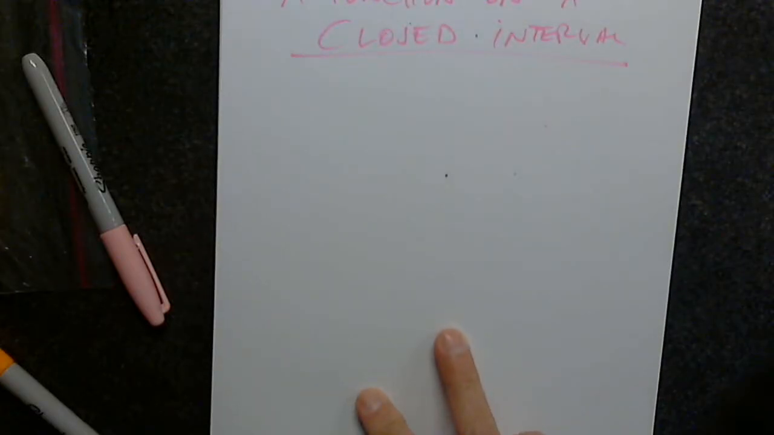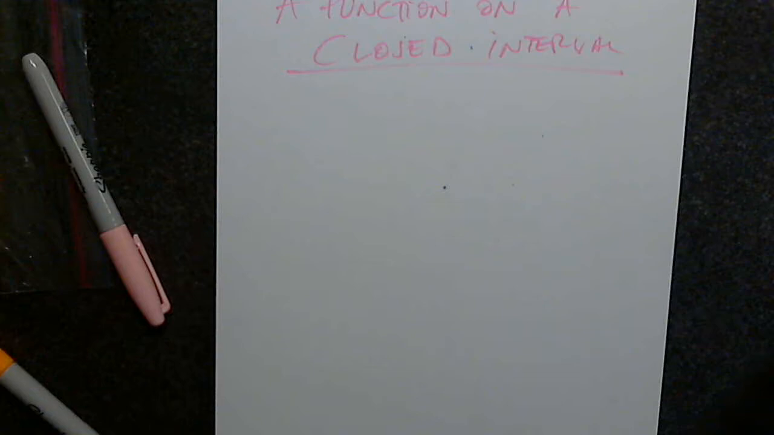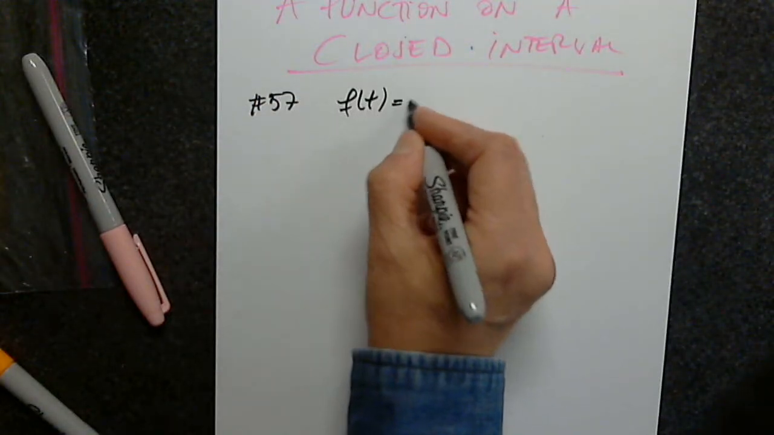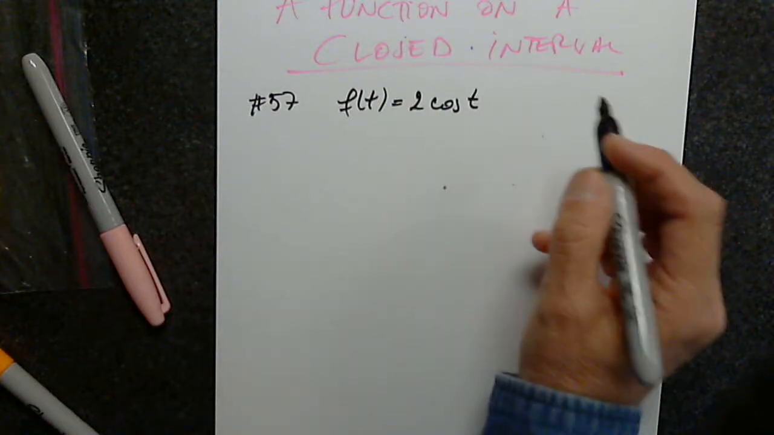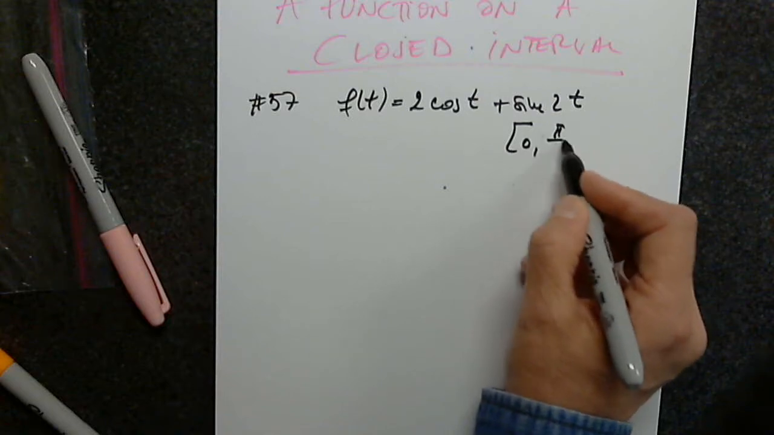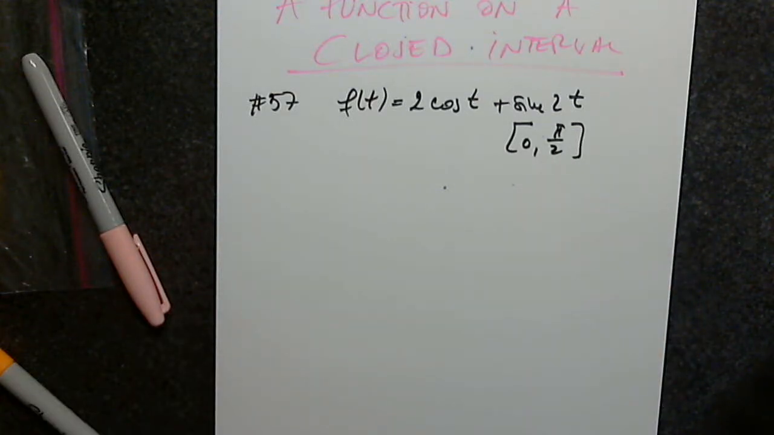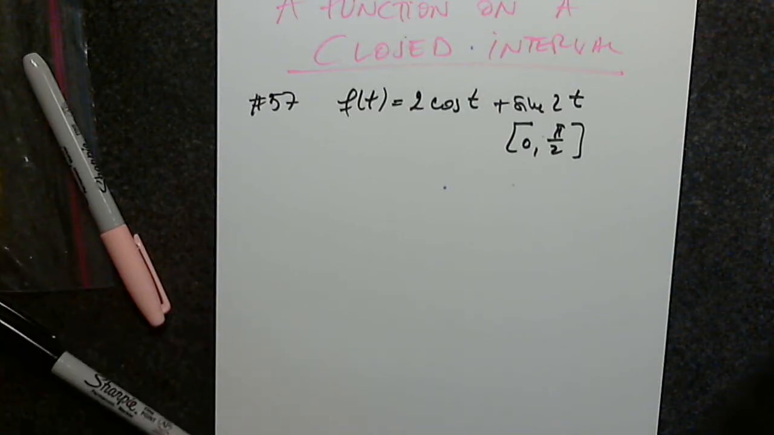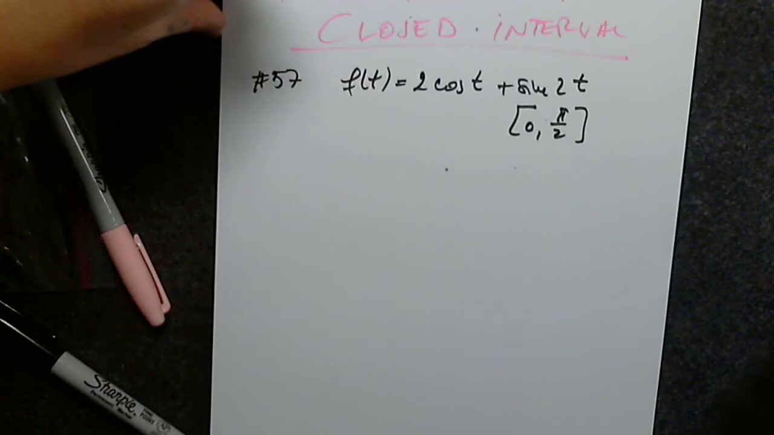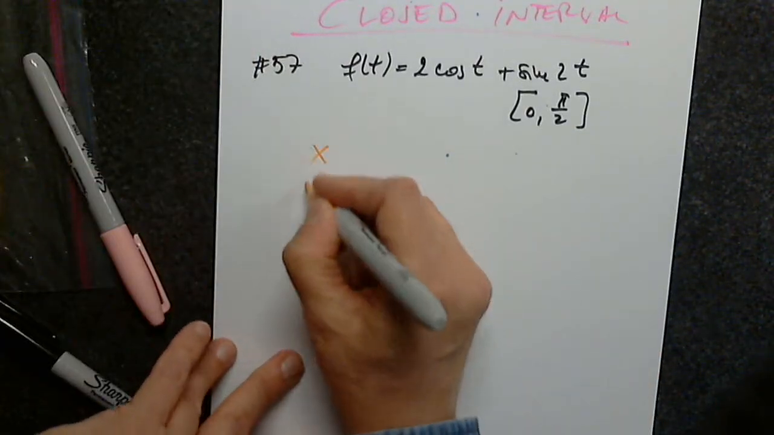It's not going to be an easy one because we'll have to solve a trig equation. So 57. This is f of t equals 2 cosine t plus sine 2t, on 0 to pi over 2. The interval is nice though. Perfect. This time, there is no need to find the domain. That's exactly what they're telling us.